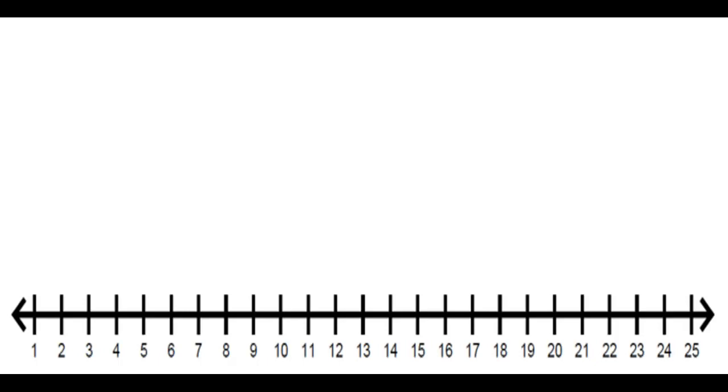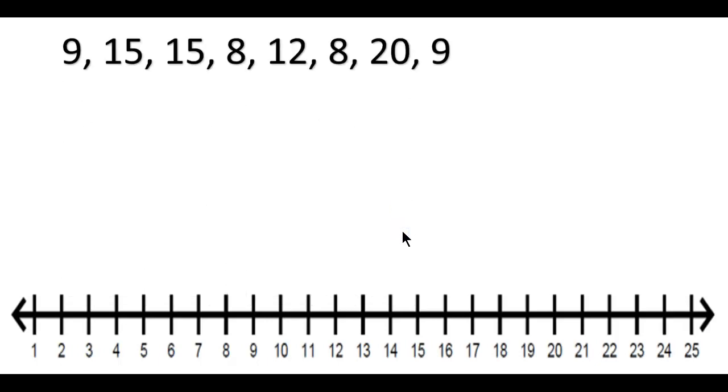Math Minions, here is box plot and how we do this, all right? So first we need a set of data. Boom, there's our data. 9, 15, 15, 8, 12, 8, 20, and 9. So to make a box plot, you need 5 things. Your least value, your greatest value, your median, your lower quartile, and your upper quartile.